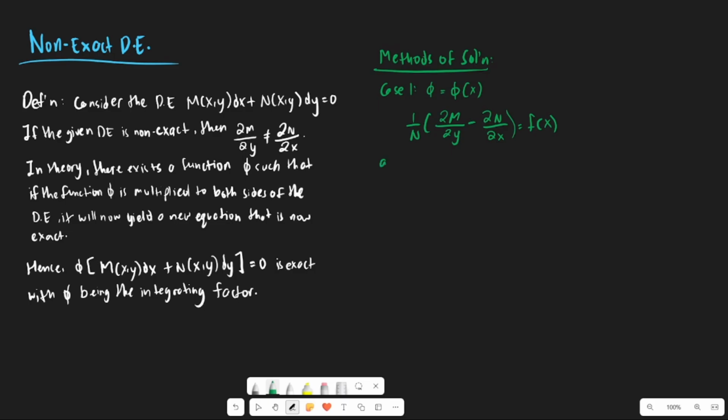Next is, so this is the first case, and case 2 would be where we are finding phi such that phi is phi of y. So this is the given formula.